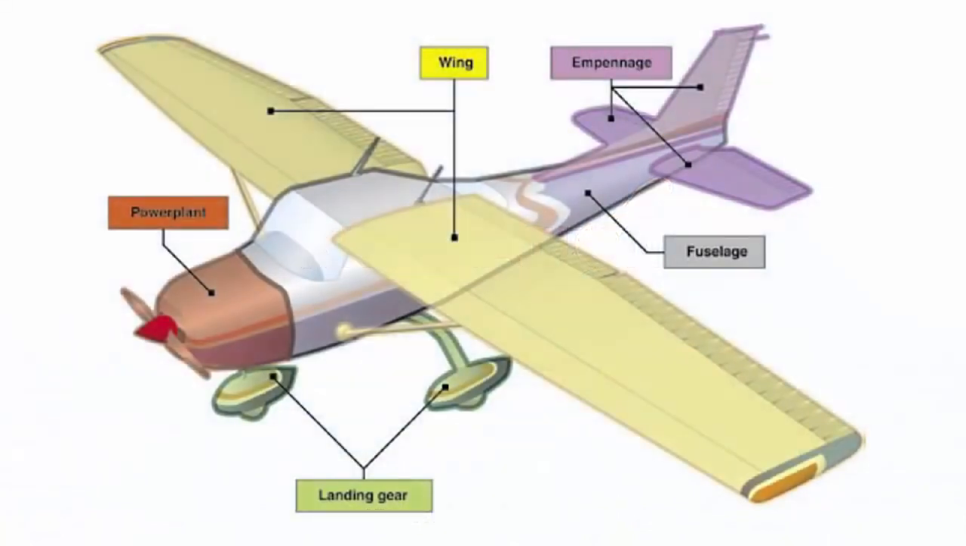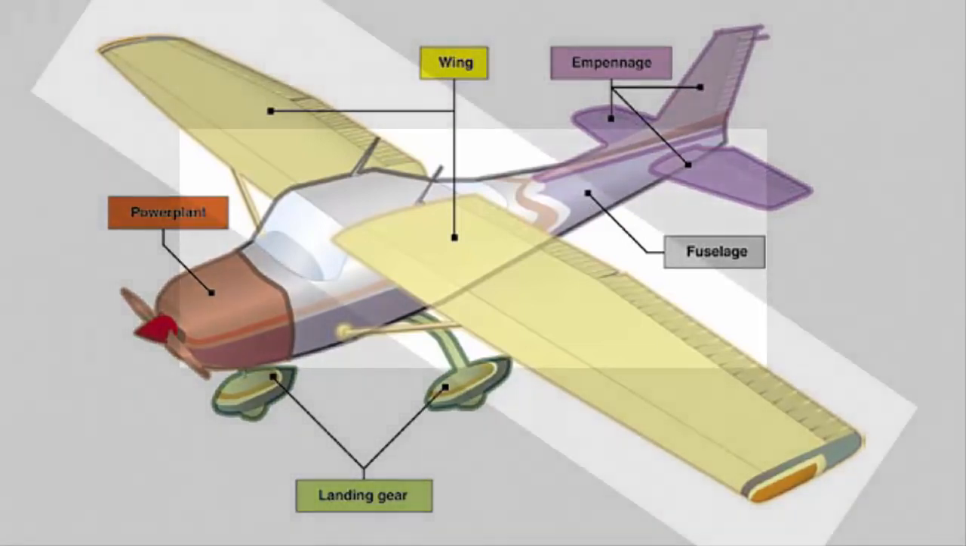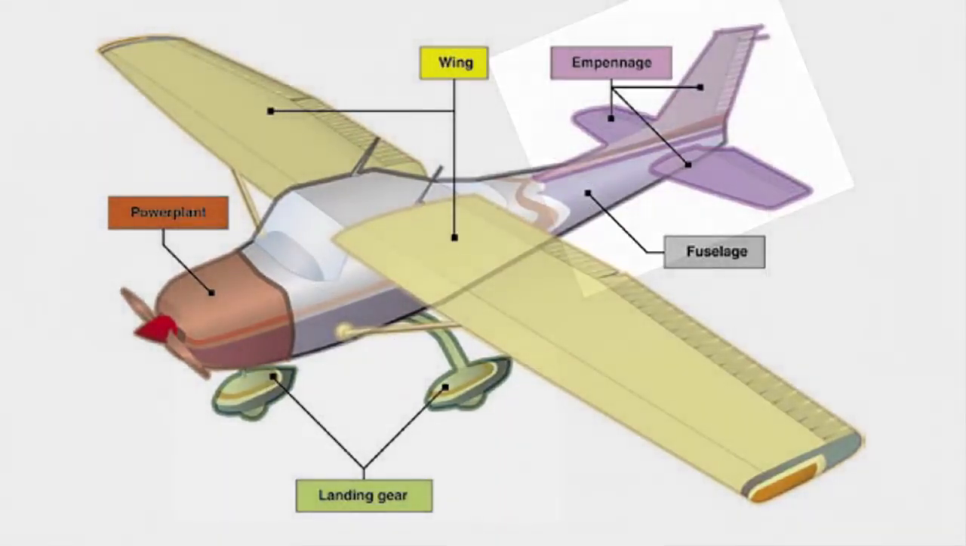In this video, we'll look at the major components of an aircraft. Although airplanes are designed for a variety of purposes, nearly all of them have the same major components. These common airplane structural components include the fuselage, wings, an empennage, landing gear, and a power plant.